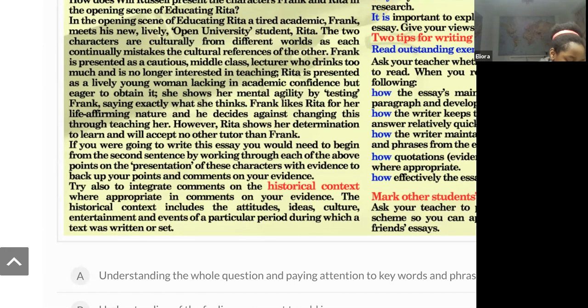So if you're going to write this essay, you would need to begin from the second sentence by working through each of the above points on the presentation of these characters. So you're describing and opening up the profile, the physical attributes possibly, and the personality attributes of these characters with evidence to back up your points and comments. Okay, so remember this. What is the introduction about?